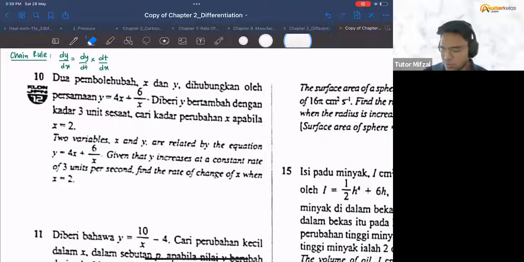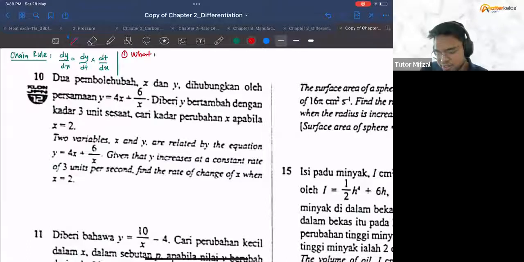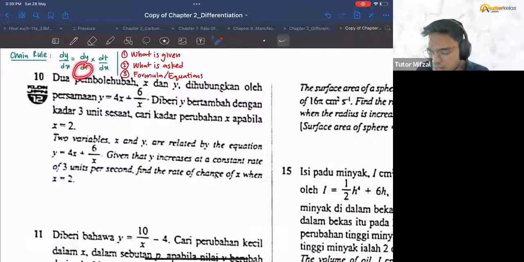Chain rule, to answer chain rule, you need to find these three important clues. Alright, I would call it clue. First, what is given? Number two, what is asked? Number three, formula or equation. Remember, all this T refers to respect to time.